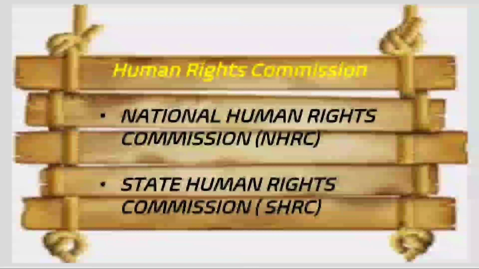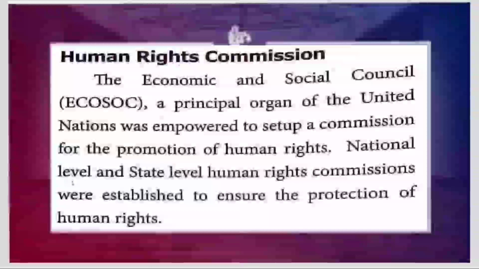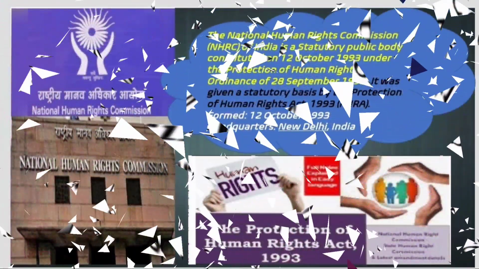Human Rights Commission. Number 1, National Human Rights Commission NHRC, and number 2, State Human Rights Commission SHRC. Human Rights Commission. The Economic and Social Council ECOSOC, a principal organ of the United Nations, was empowered to set up a commission for the promotion of human rights. National level and state level human rights commissions were established to ensure the protection of human rights.